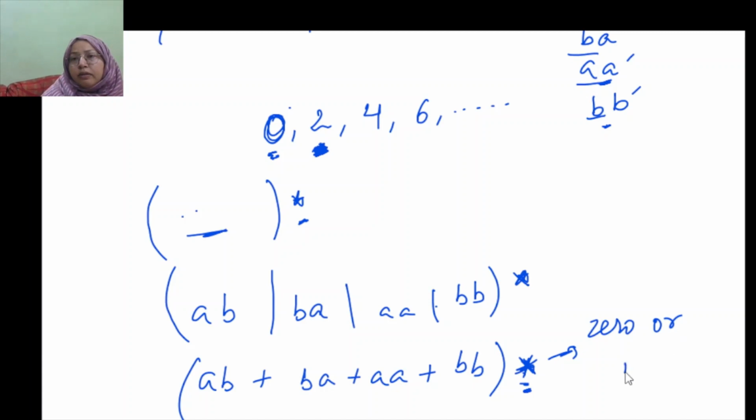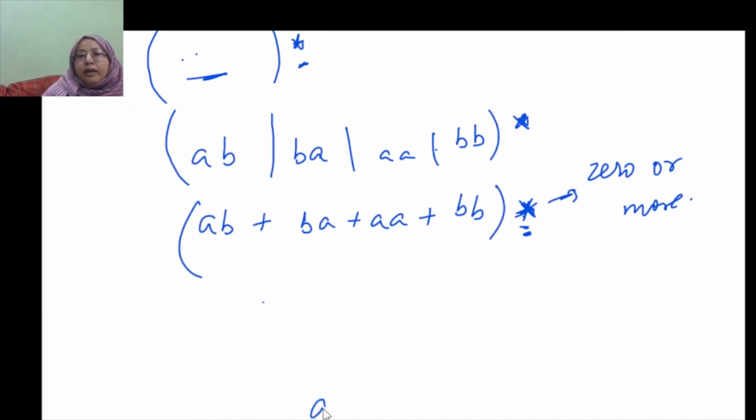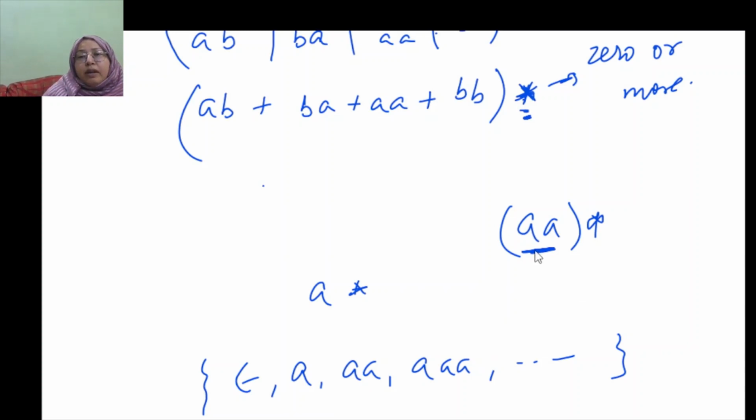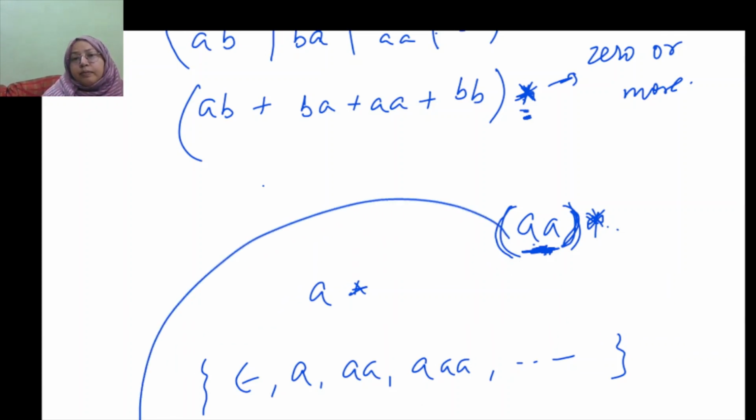We have seen many examples of this. Suppose we write A star. A star means we can have 0 A, that is epsilon, or single A, or double A, or triple A, and so on. If I write AA star, what does it mean? We have two A's, 0 or more appearances of 2 A's. It simply means the length of this is 2, but it can have 0 or more appearances. So the 0 appearance will be epsilon, then you can have 2 A's or 4 A's or 6 A's and so on.